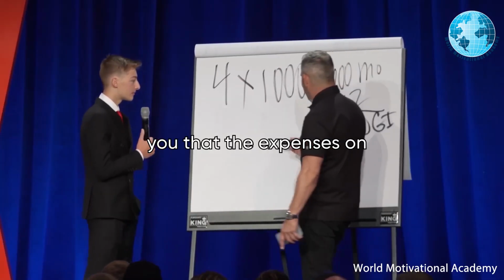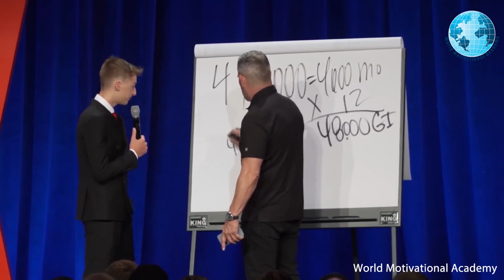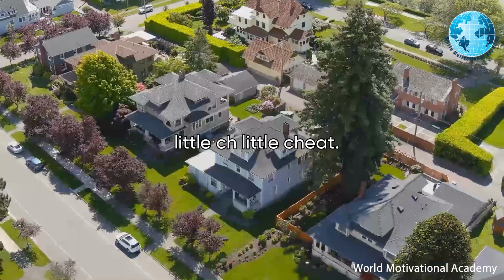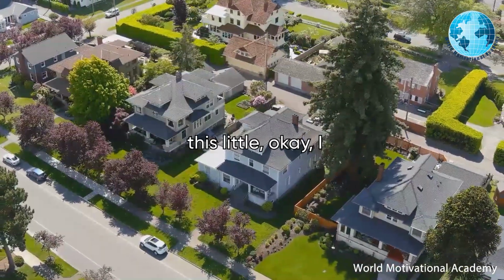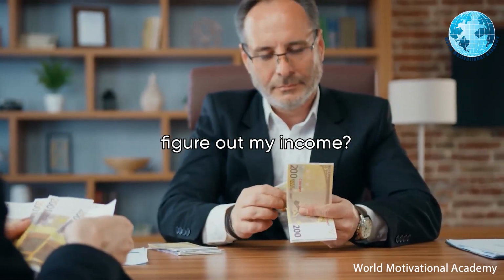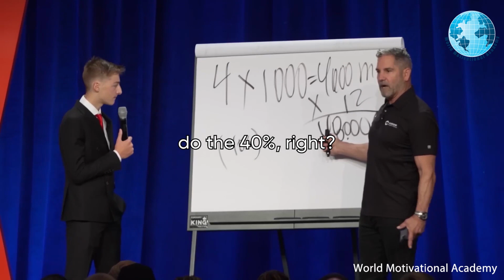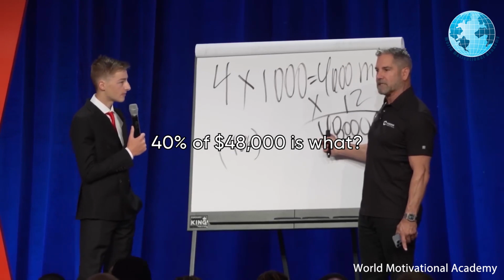Look, I'm going to tell you that the expenses on this property are 40%. Okay, I gave you guys that little cheat. How many of you like this little, okay, I don't need to use the 40. What am I going to use? The difference to figure out my income. So you could do the 40%, right? 40% of $48,000 is what?